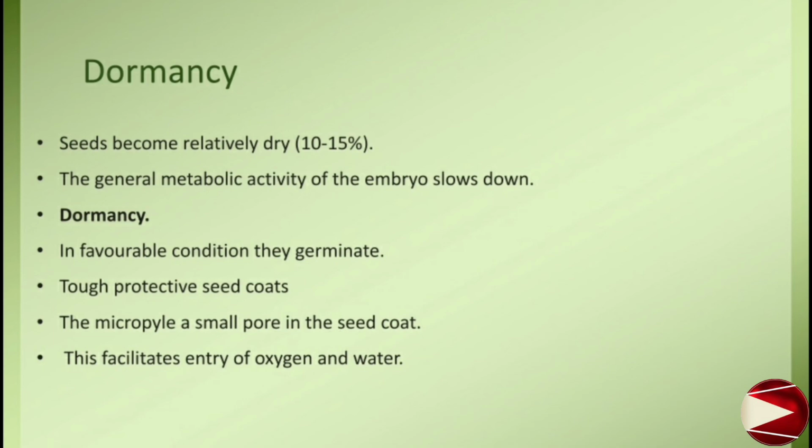Seeds are covered with tough protective seed coats formed from integuments. Still, there is a persistent small pore in seed coat which is called micropyle. Yes, it is the same micropyle which is present in the ovule. Here, it facilitates entry of oxygen and water to end dormancy. So, in favorable condition, seeds germinate.